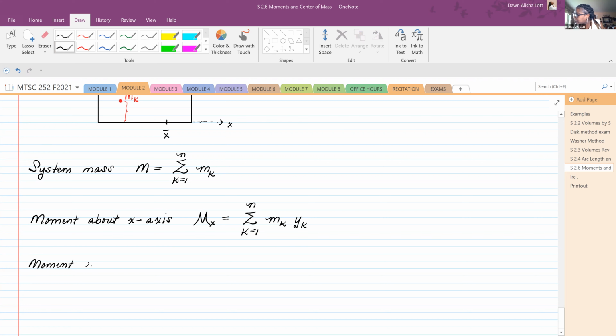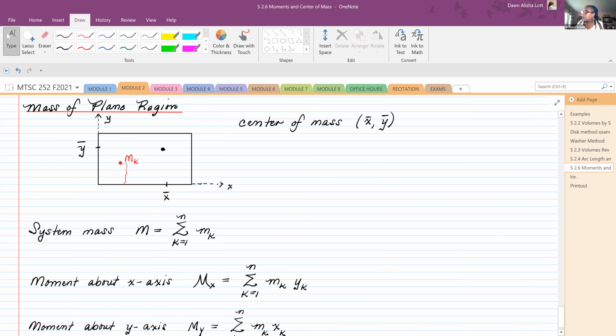Then the moment about the y-axis is to sum up all the points, look at their mass and their distance from the y-axis, because if I want to see its moment or its desire to rotate around the y-axis, I am looking at its distance from the y-axis, and that is its x value.